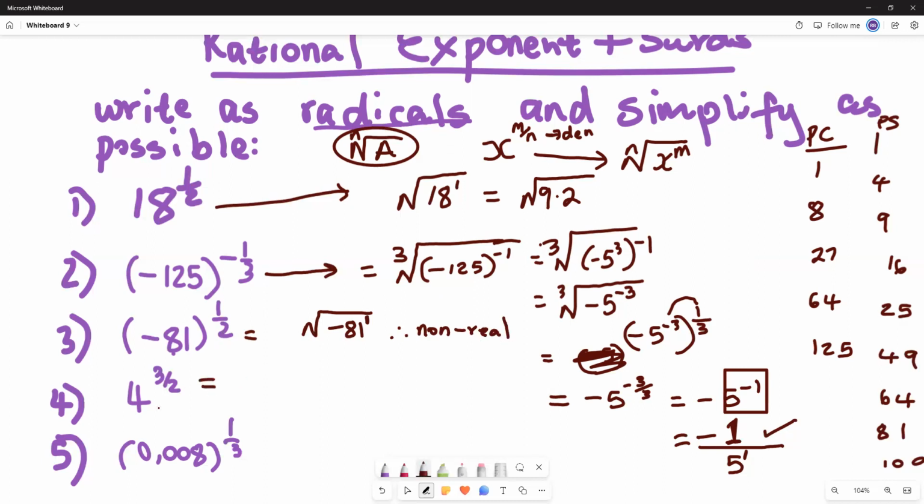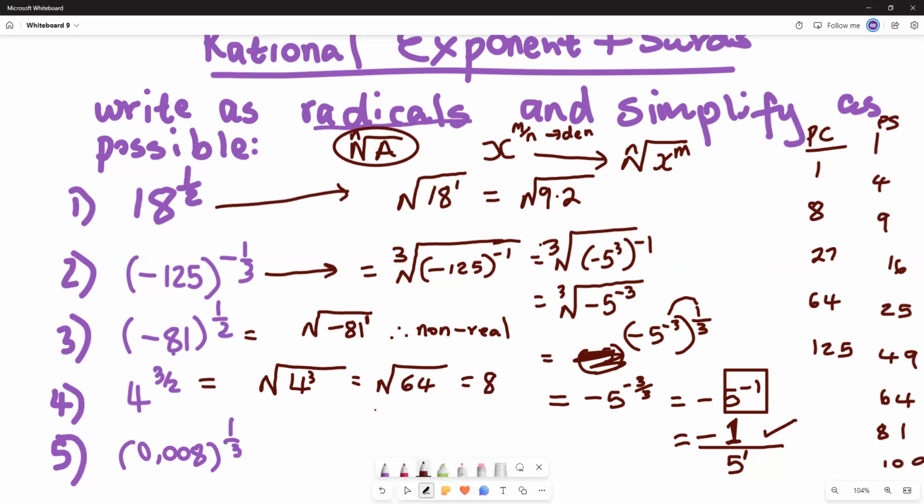Awesome. And then this one is still a square root. So we have the square root of 4 to the power 3. But what is 4 to the power 3? 4 to the power 3 is 64. 4 times 4 times 4 gives you 64. But we all know that 64 is a perfect square, and it's 8 times 8. So the square root of 64 will be 8.